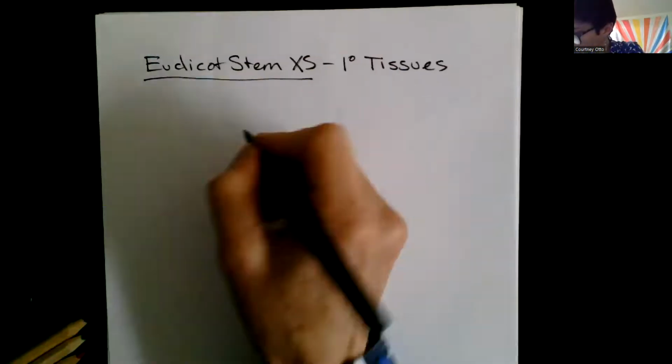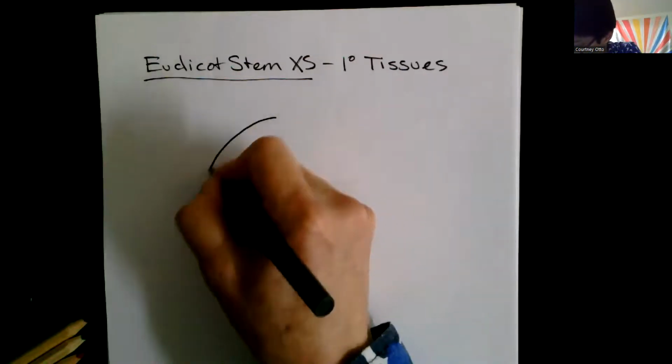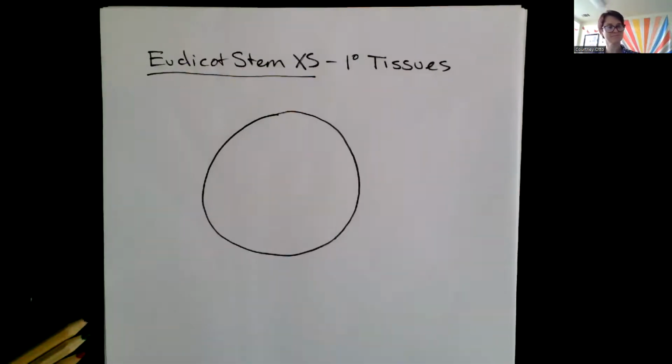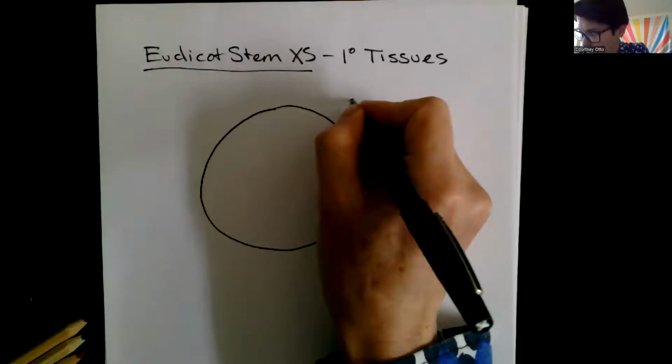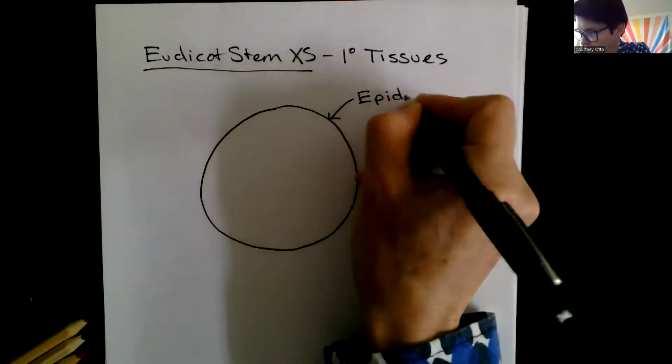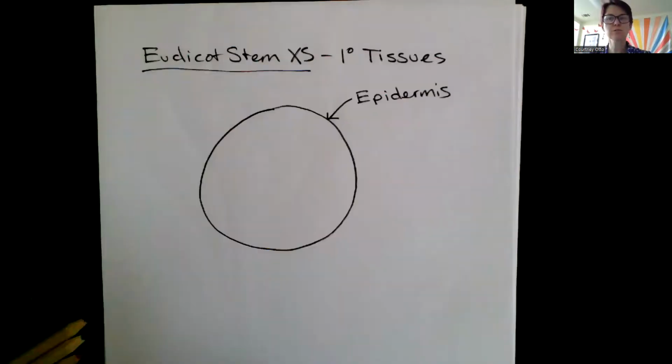So we're going to start on the outside and work our way in. I'm just going to draw a circle, as most stems are kind of circular. On the outside of our eudicot stem cross-section, we're going to find our epidermis. That's just going to form from our protoderm. Just a single cell layer. We might find some trichomes there. We're going to find guard cells and stomata in that epidermal layer.